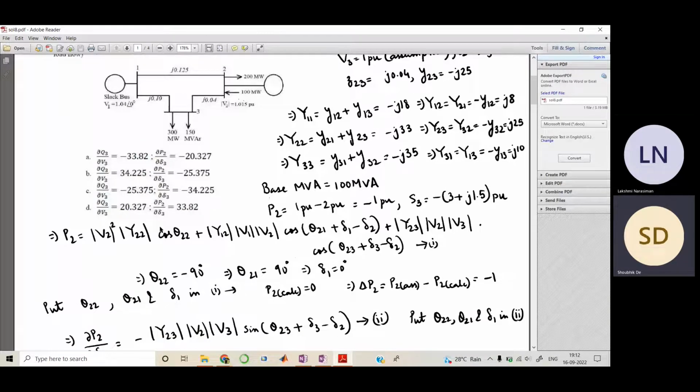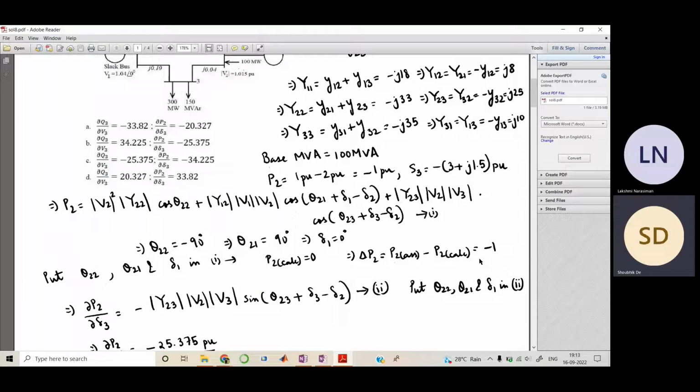You do this and it is very easy. It comes out to be 0, right? Because each of these components is 90. Theta 21 is also 90, theta 23 is also 90, theta 22 is also 90. So P2 comes out to be 0. Therefore, what is the correction factor that we use? Delta P2 would be your assumption minus calculation, right? So it comes out to be minus 1.